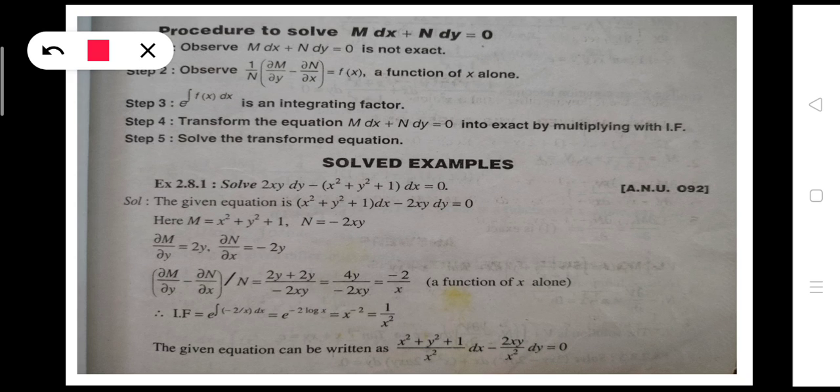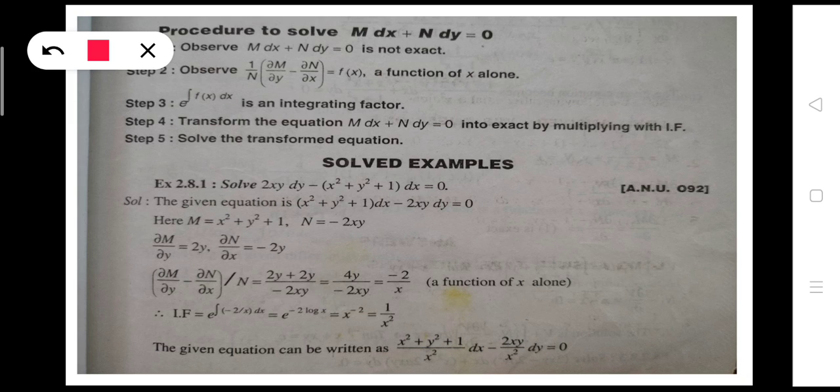And therefore the integrating factor. What is the integrating factor? e power integral of minus 2 by x dx. So e power minus 2 log x is equal to x power minus 2, and this is equal to 1 by x square. 1 by x square is the integrating factor of the above problem.